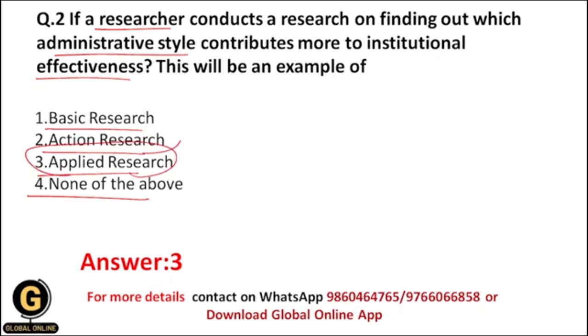So why not action research? Because students, as I have told you, action research is mostly applicable in the field of teaching and learning processes. But here we are not doing anything relevant to teaching and learning processes. Here we are going to find out which administrative style contributes more to institutional effectiveness. So basically we are going to find out about different administrative styles, and then subsequently check how much effect it has on institutional effectiveness. So here we are going to implement an applied research, not an action research.